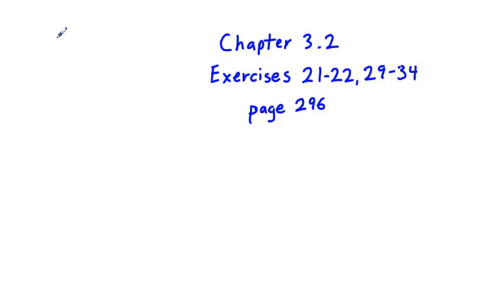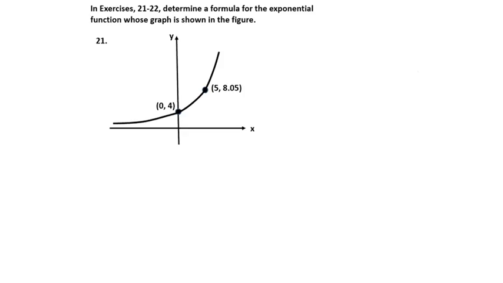Chapter 3.2 exercises 21 through 22 and 29 through 34. This section of the book, section 3.2, has to do with exponential and logistic modeling. And we're going to look at the odd number problems here. In exercise 21 through 22, determine a formula for the exponential function whose graph is shown in the figure.